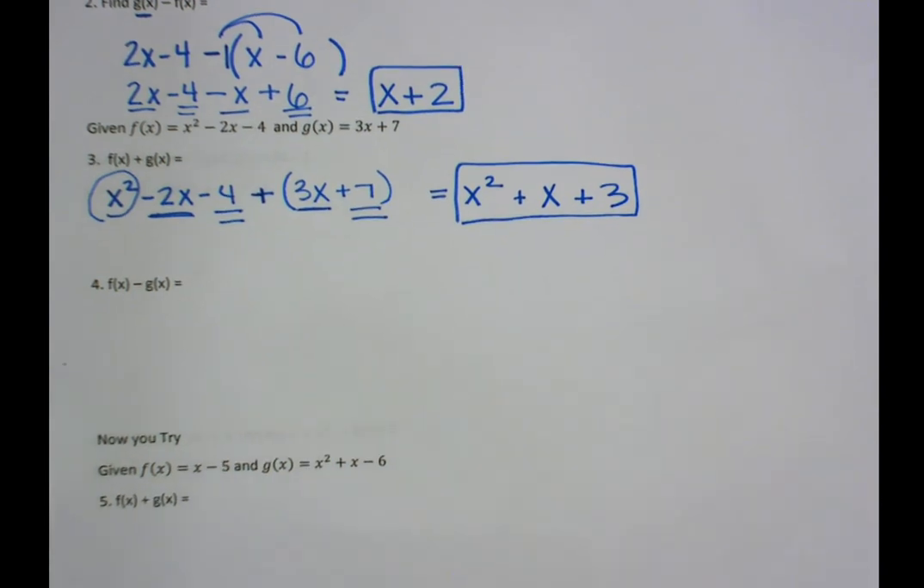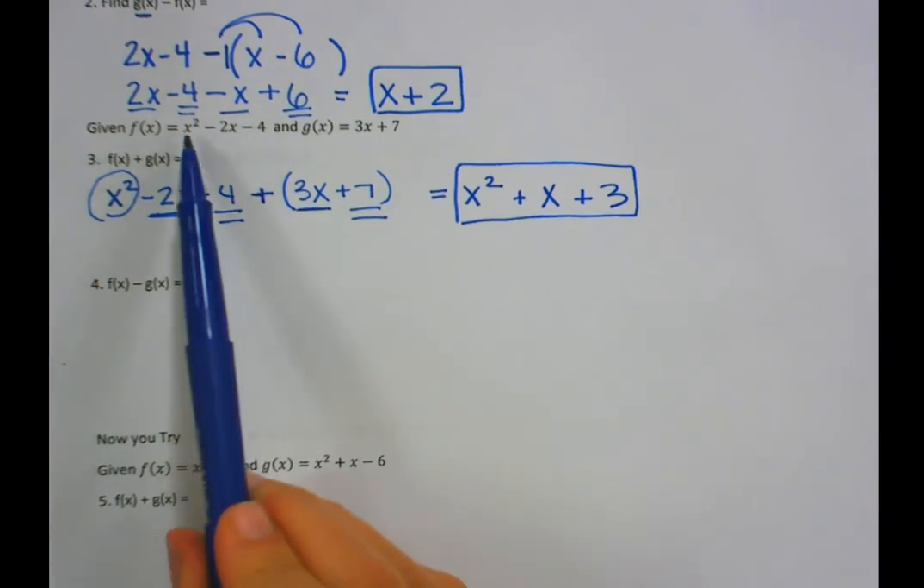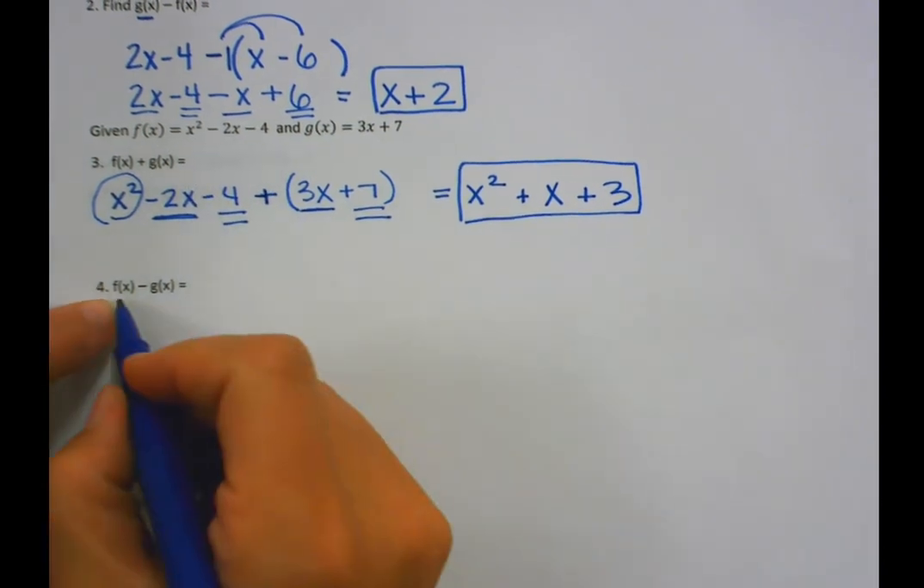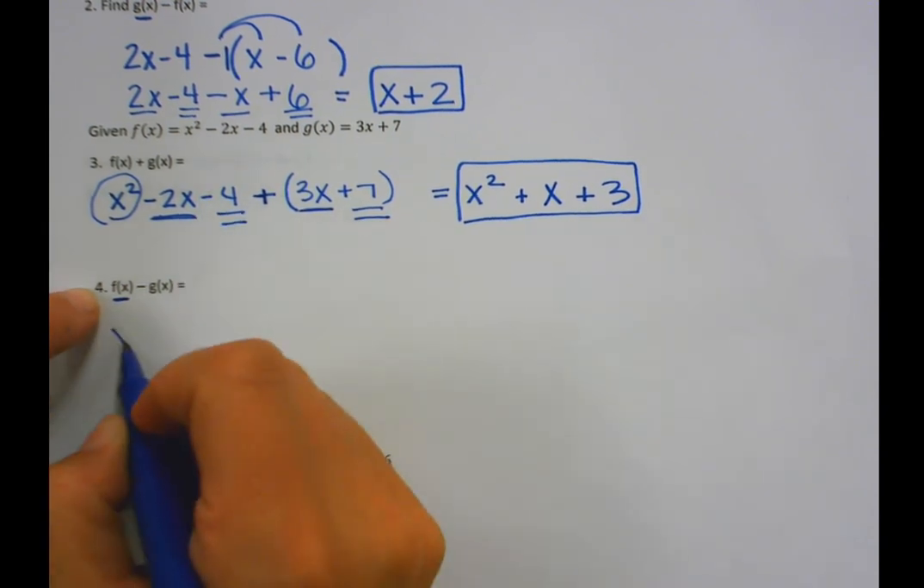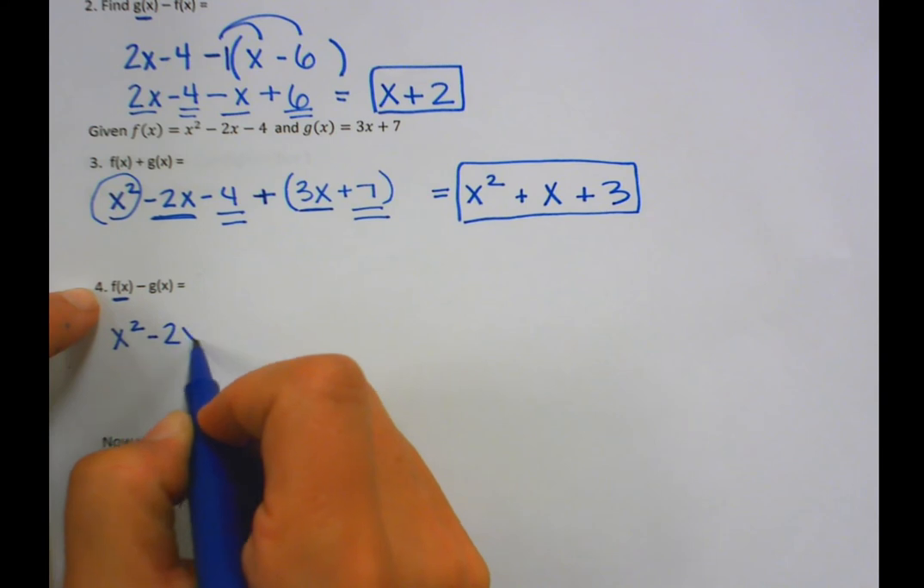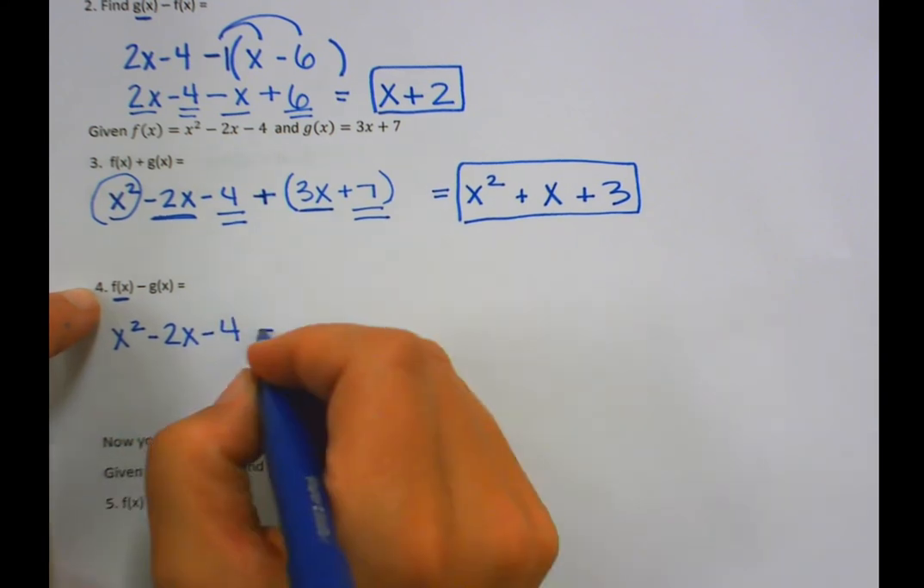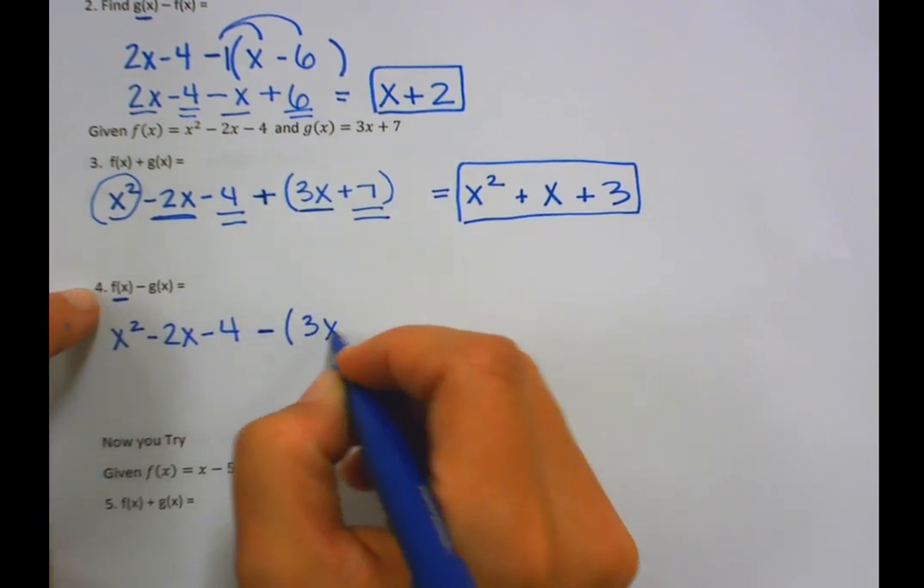So this would be the most simplified answer to adding those two functions together. So then number 4 is asking me to do f of x first. So remember, when we do subtraction, order matters. So I'm going to write my f of x function first, and then I'm subtracting the entire g of x function.